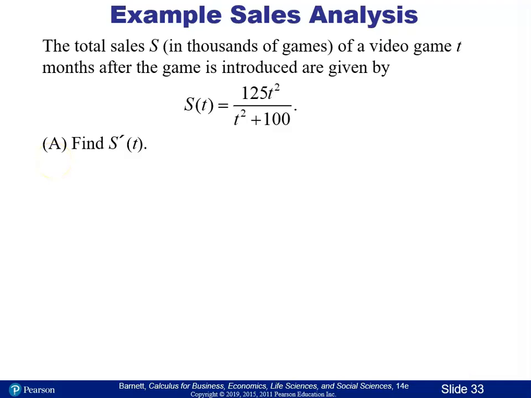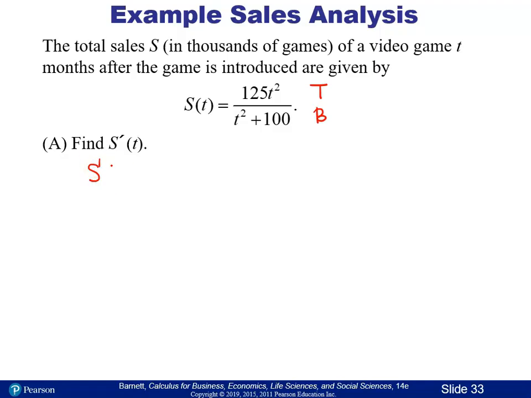I have a business application. So the total sales S, represented in thousands of games of a video game, T months after the game is introduced is given by this particular equation. We want to find the derivative. Okay, so the first one is not really that much of an application. Literally just applying the quotient rule here because we are dividing two things, so it would require the quotient rule.